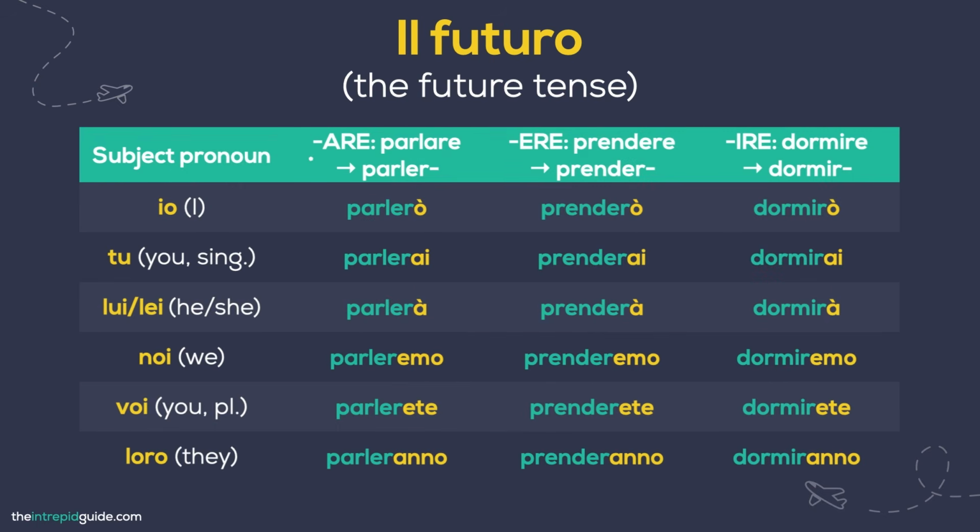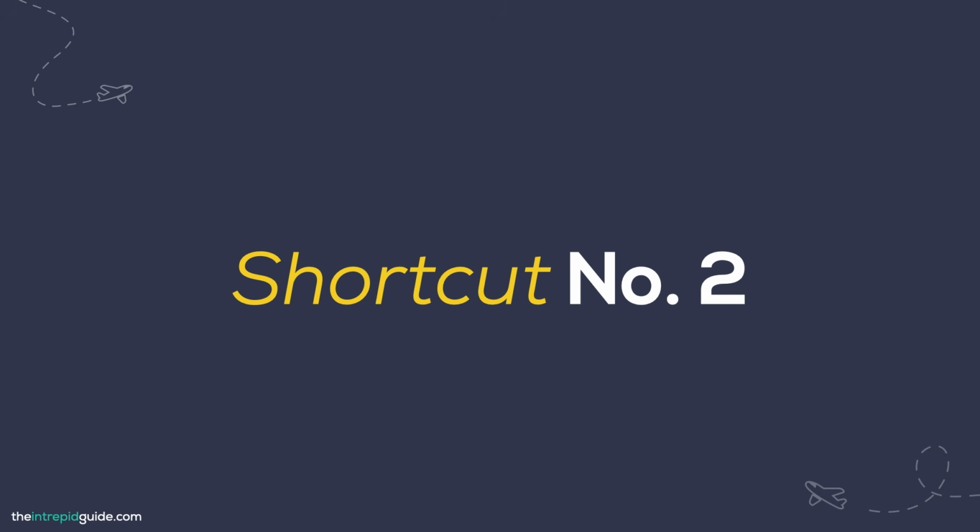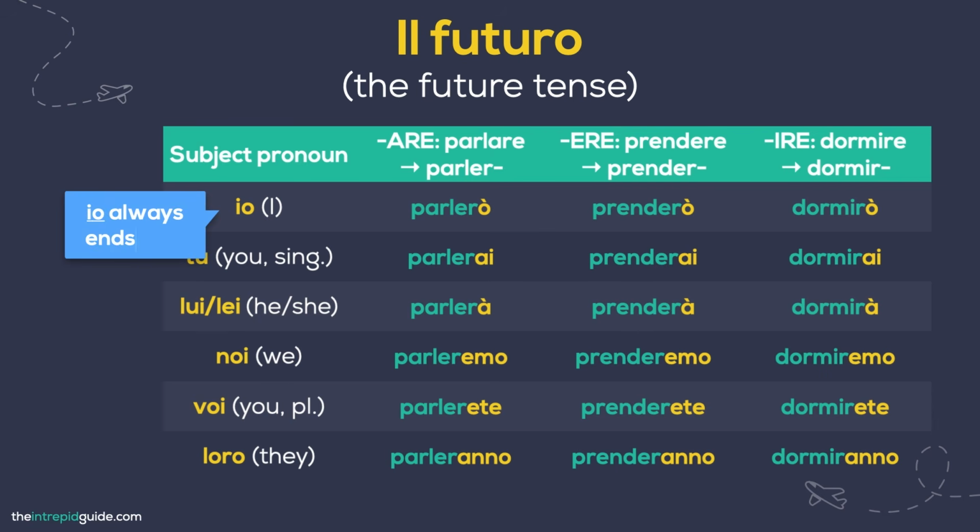Take a look. Parlerò, parlerai, parlerà, parleremo, parlerete, parleranno. Prenderò, prenderai, prenderà, prenderemo, prenderete, prenderanno. Dormirò, dormirai, dormirà, dormiremo, dormirete, dormiranno. So shortcut number 2 is, in the future tense, io always ends in O with a stressed accent.